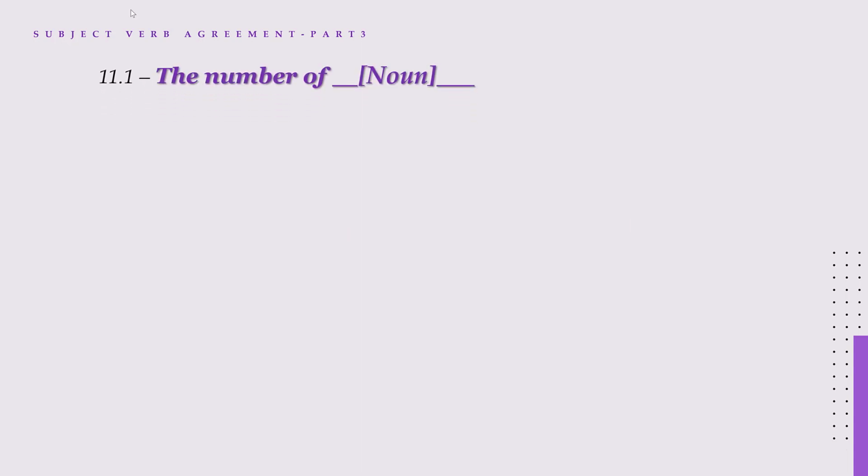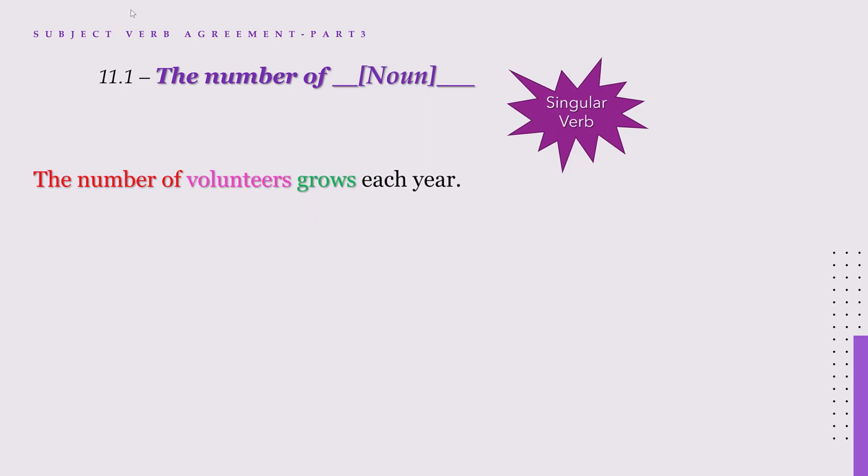Rule number 11. The number of. With this structure, we use a singular verb. Let me explain it in more detail. This phrase acts as the subject of the sentence because it's talking about one thing. It refers to a single entity or quantity. For example, the number of volunteers grows each year.